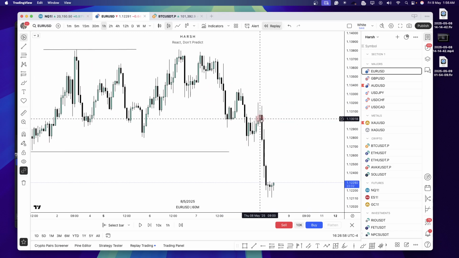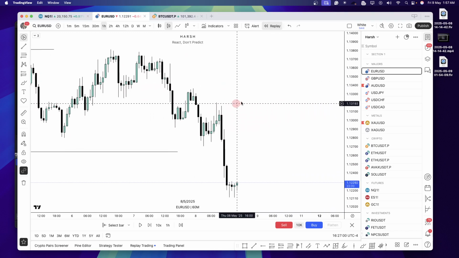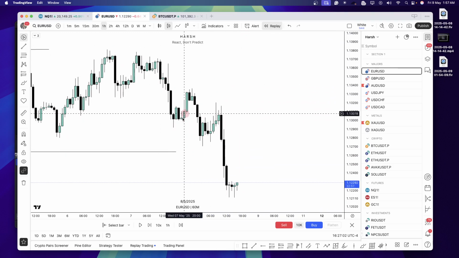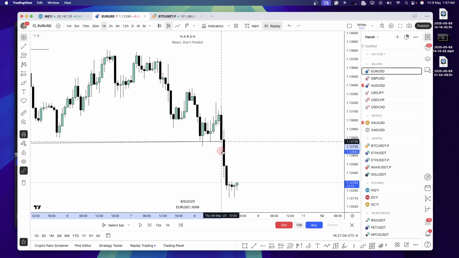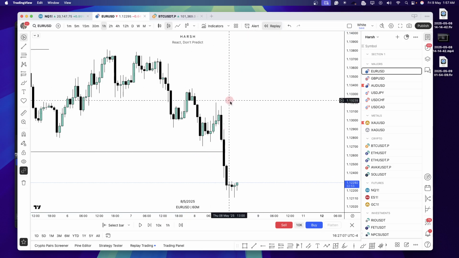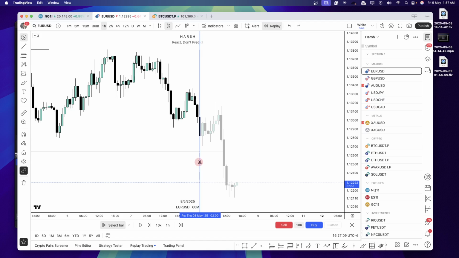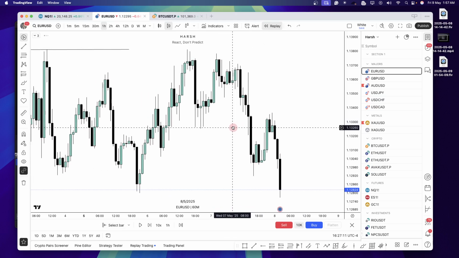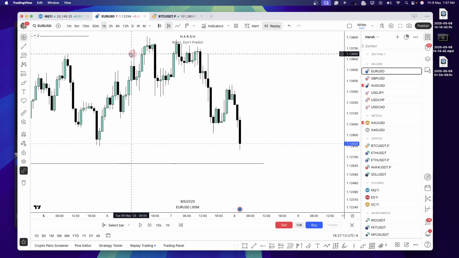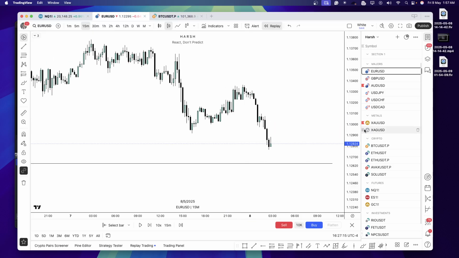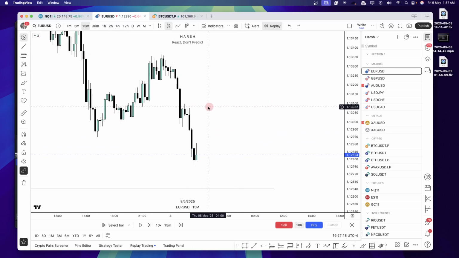Okay. Now going on to this. So this was our draw on liquidity. Now let me select the bar. Initially I was looking to short from here, when we have this M15 FVG, but to be honest, I missed this, so I will skip it.